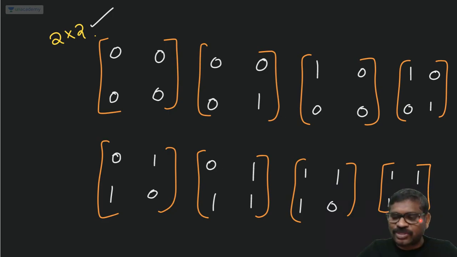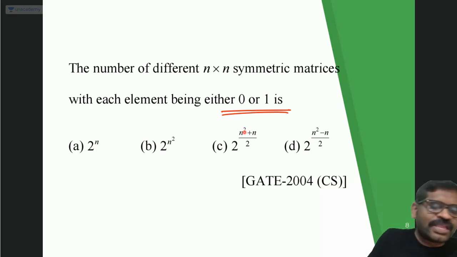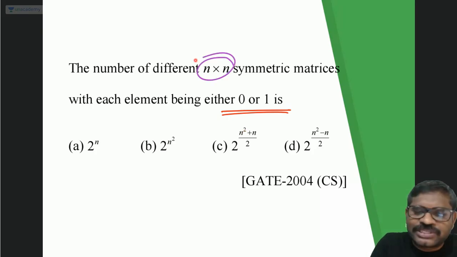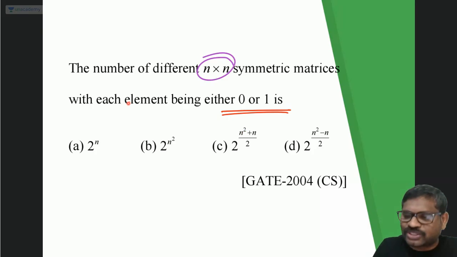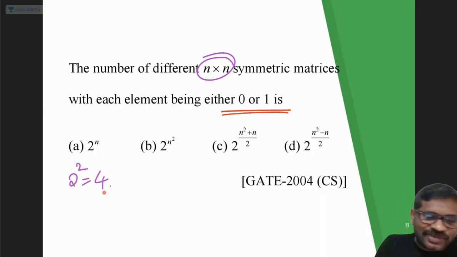Now come to the problem. Options. In the options, in place of n, substitute 2. Sir, why do we have to substitute 2? Actually, the problem is given for n cross n. You have solved for 2 cross 2. That's why you have to substitute 2. Now, 2 square is 4. But your answer is 8. That's why eliminate this.